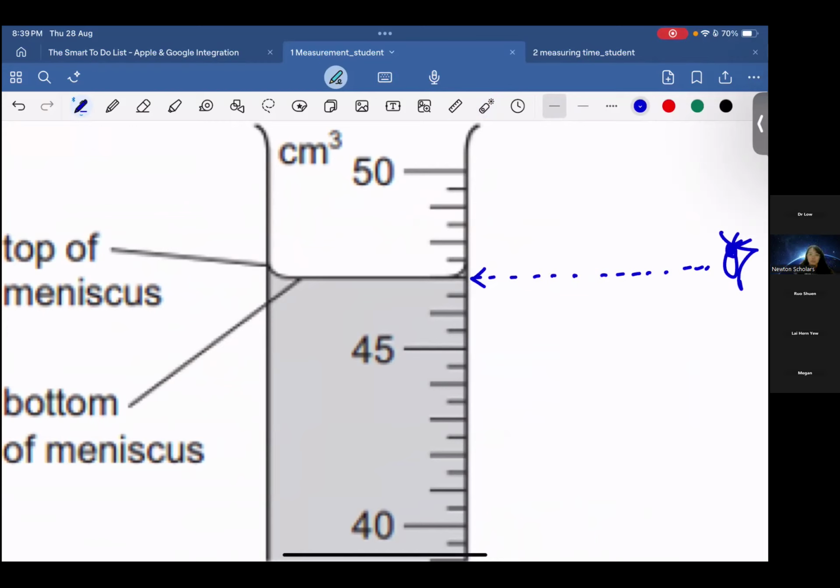Why not the top? The answer in the answer scheme is because this part, can you see this part? The amount of water is very small, so we can ignore it. So we take the bottom of the meniscus reading here. It's because the amount of water in this part is actually very small, so we can just ignore it.